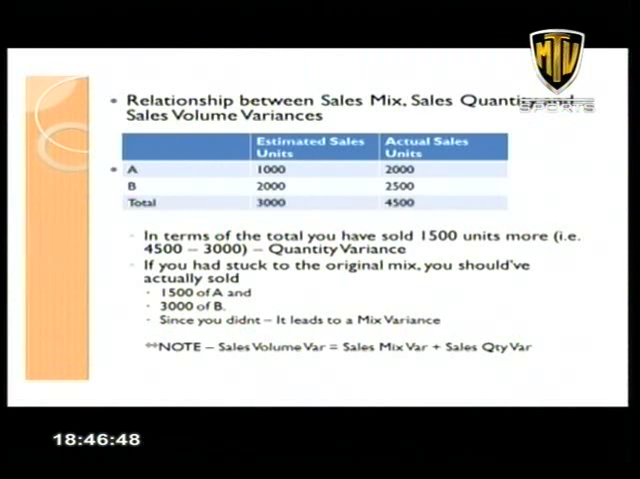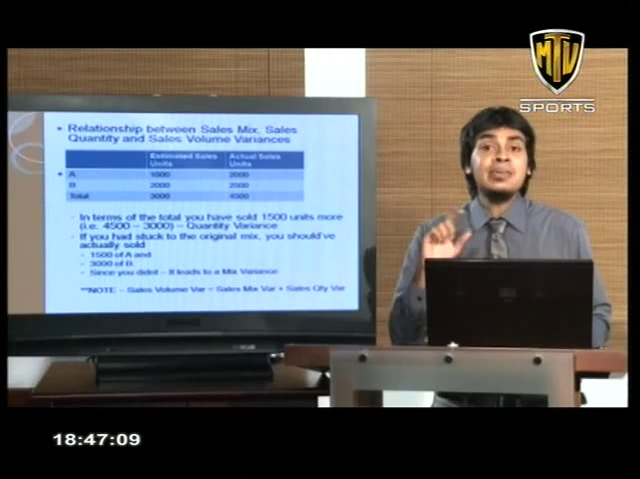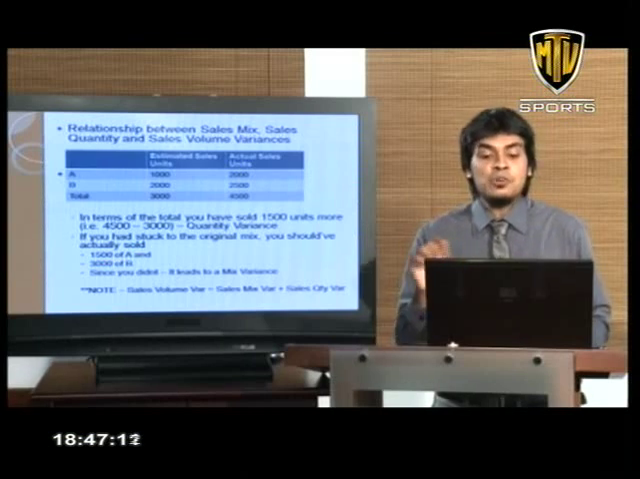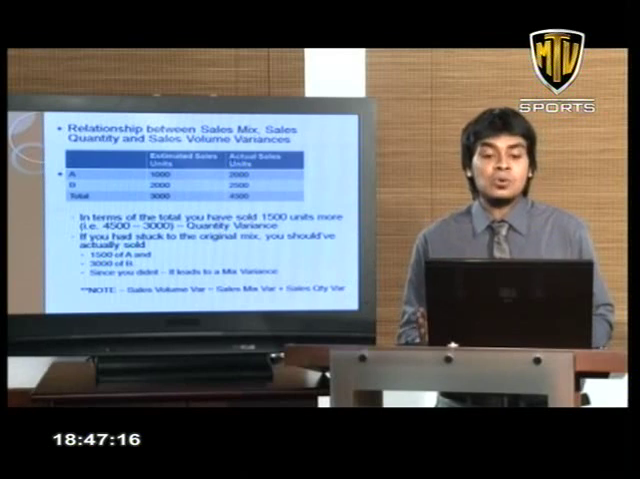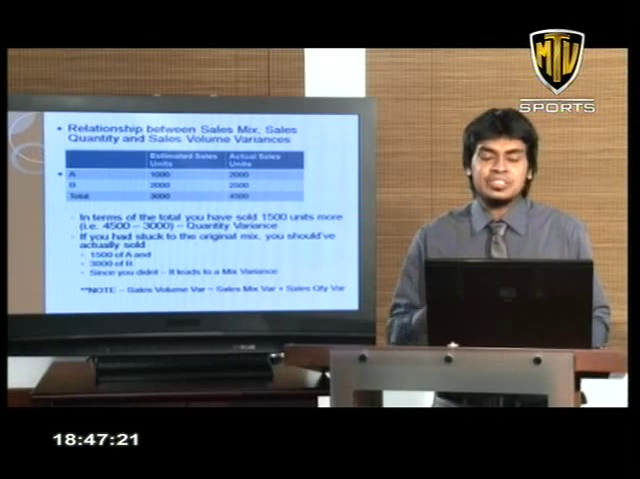So what we calculate as sales quantity variance is the difference between the budgeted total sales quantity and the actual sales quantity. So as a result of the total quantity changing from what you estimated, it gives rise to a sales quantity variance. However, you will realize that the mix has also changed. If you were to sell 4500 in the standard mix, you should have ideally sold 1500 units of A and 3000 units of B, which has actually not happened.